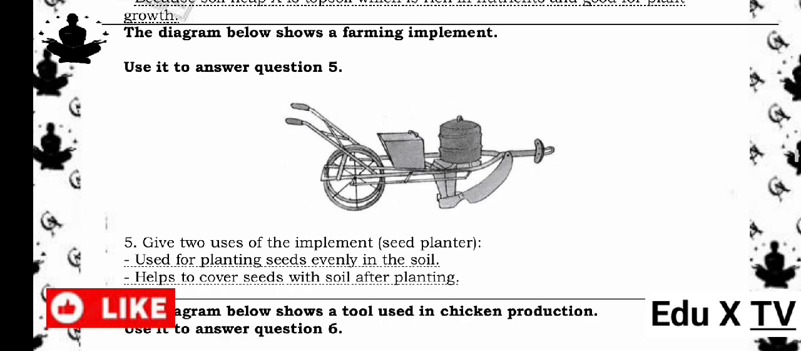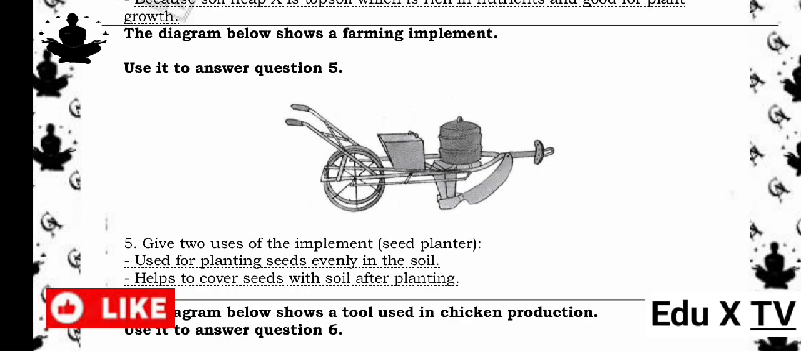The diagram below shows a farming implement. Use it to answer question 5. 5. State 2 uses of the implement (seed planter). Used for planting seeds evenly in the soil. Helps to cover seeds with soil after planting.